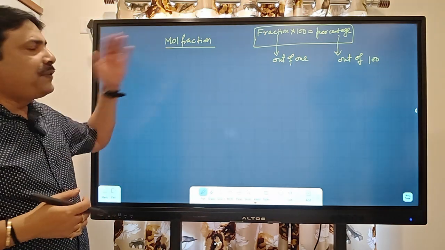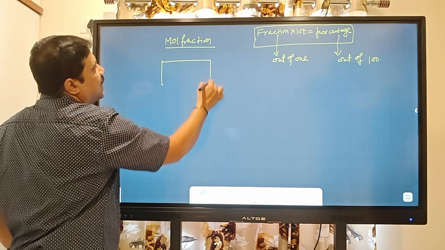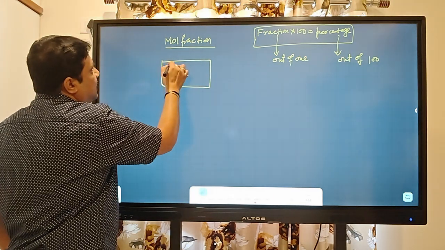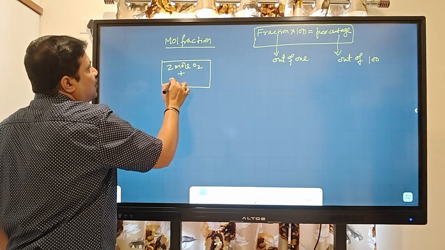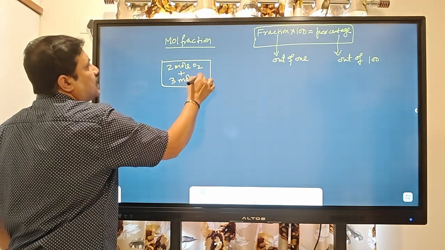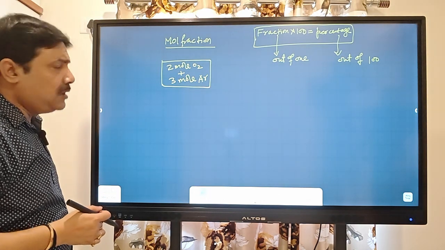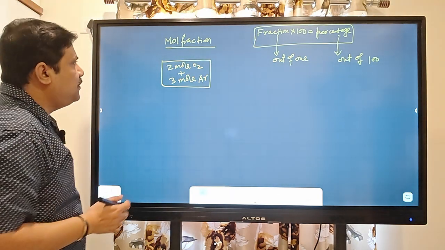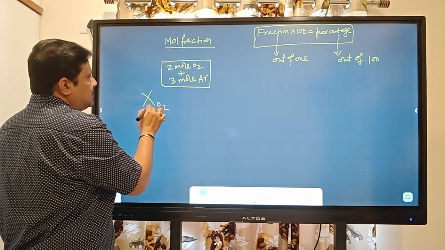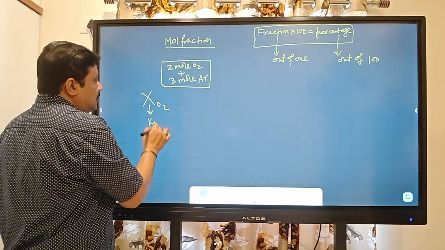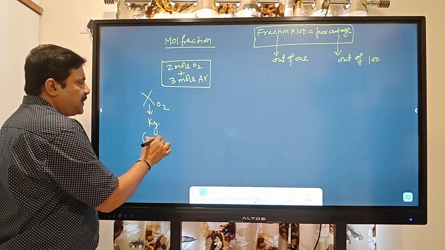So now mole fraction, if I give one example, you will understand very clearly. There is a container. Suppose 2 mole of oxygen is mixed with 3 mole of argon. Argon is an inert gas, they will not react. So immediately if I ask you for the mole fraction, how do we write it down? This is called mole fraction. How to pronounce it? Chi. This is pronounced as chi. This is nothing but the mole fraction representation.